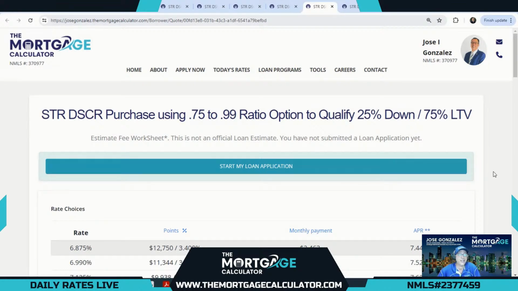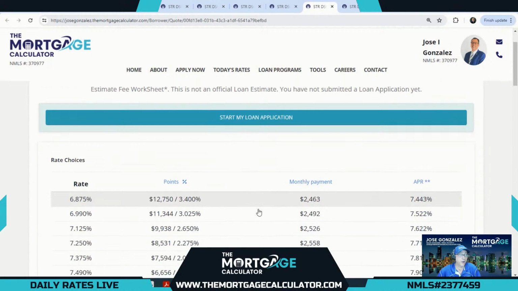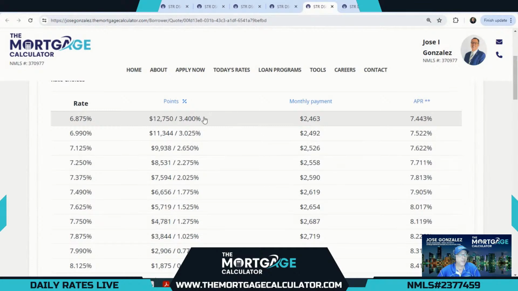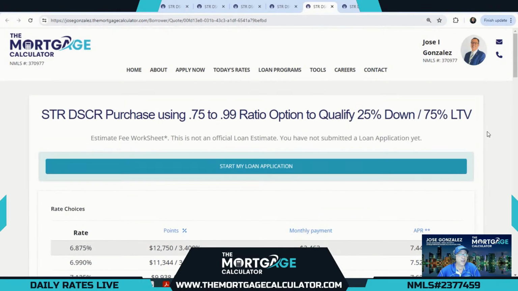So here with 25% down at a 75% LTV, we can do the 0.75 to 0.99 DSCR option and use the long-term rent to qualify the borrower. So again, even though we are not cash flowing above 1.0, we still have 8.375 at par, and you can buy that down all the way to 6.875 for a DSCR option. We call this our low ratio, 0.75 to 0.99 option.